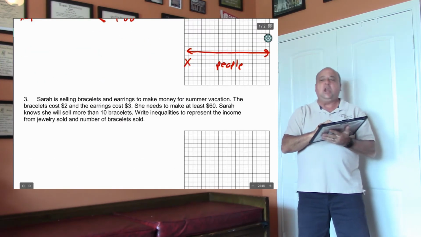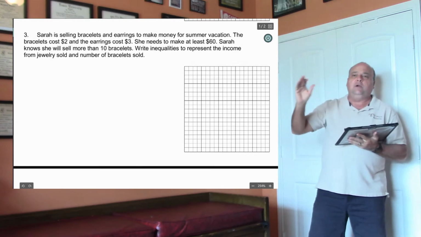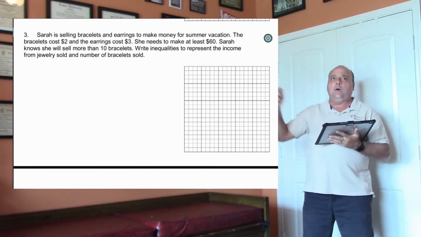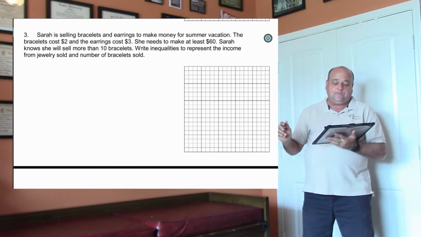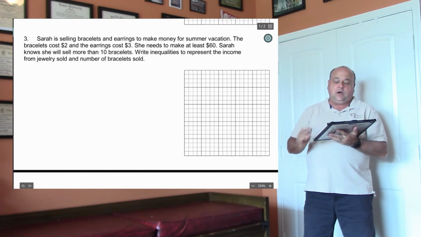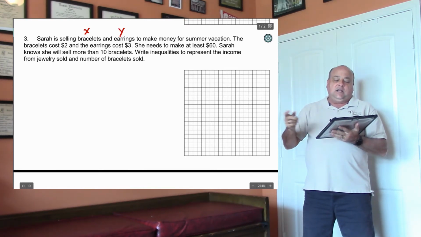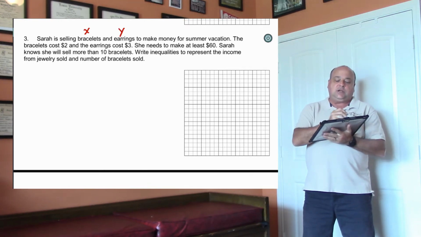Let's go to number 3. Number 3 is going to be different because we're going to have 2 equations. So we need to label the x and the y. This will be a system of equations here. Sarah is selling bracelets and earrings. That's going to be your x and y. The bracelets cost $2 and the earrings cost $3.